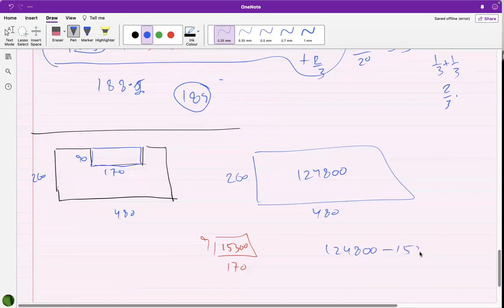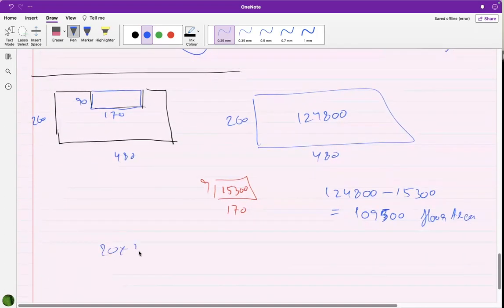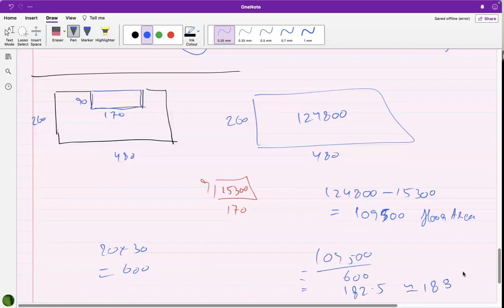124800 minus 15300, I'm getting 109,500. Now this is the area of the floor. And the area of a tile is 20 into 30, 600. So 109,500 divided by 600 should give us the number of tiles. It gives us 182.5, so we are going to order 183 tiles.